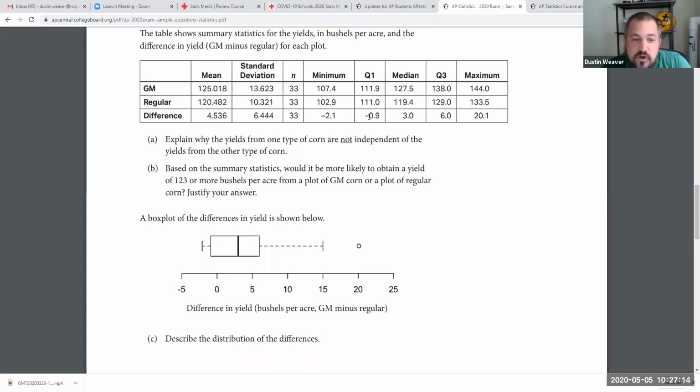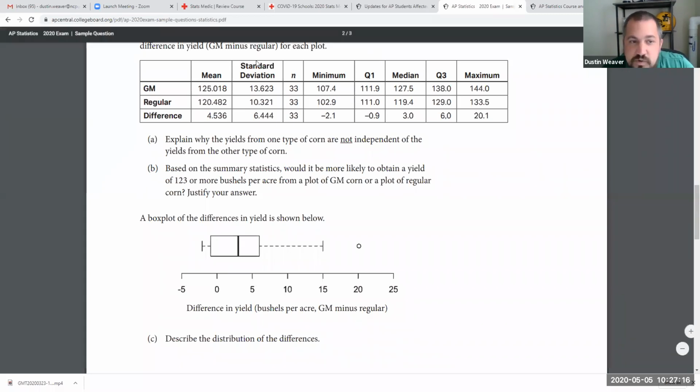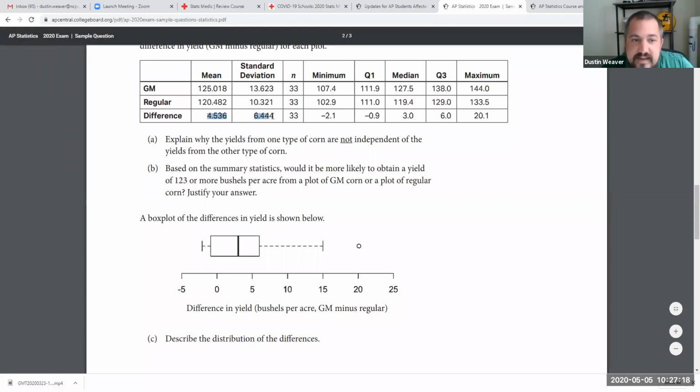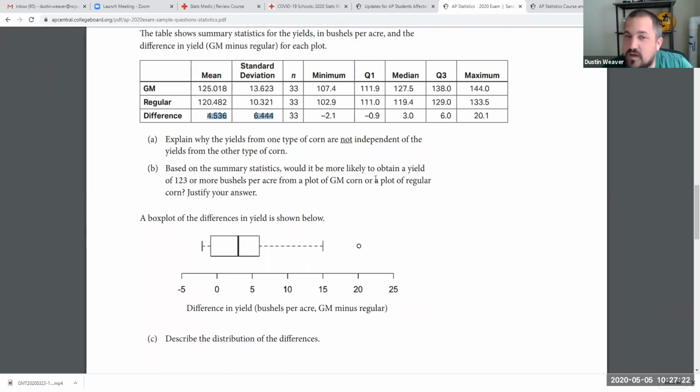A lot of times when something is skewed, we don't want to use the mean and standard deviation because those are affected by outliers. We instead want to use the median, the interquartile range, and the range. Okay? So that is describing the distribution. You want to quickly go over the shape, the outliers, the center, and the spread.